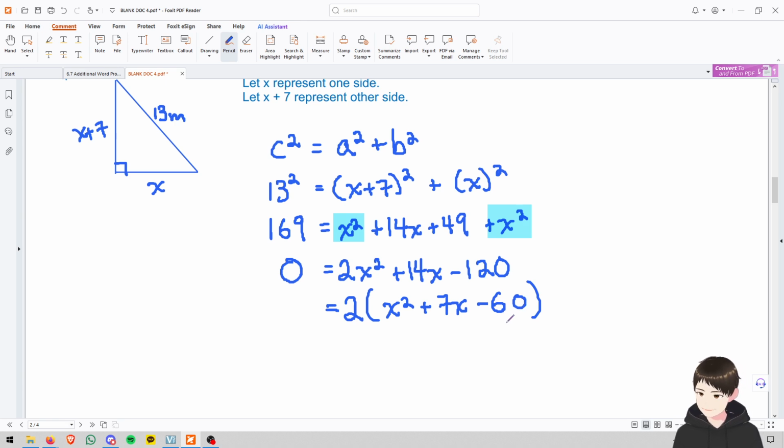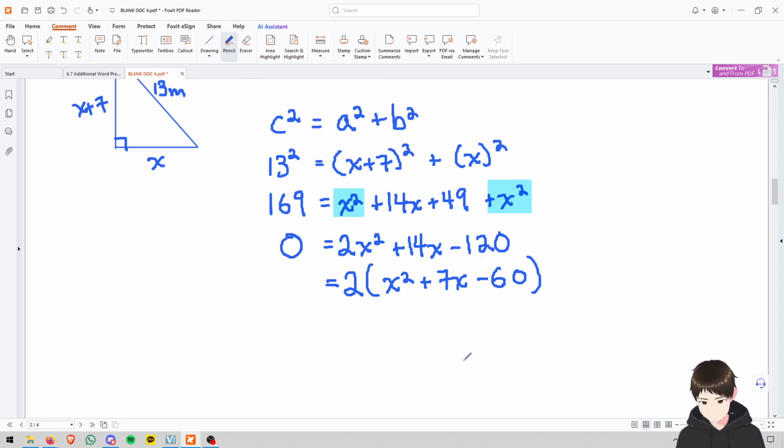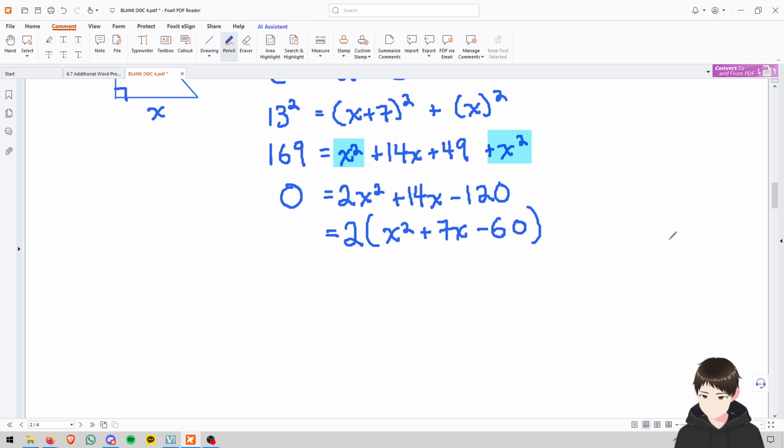Can I find two numbers that multiply to negative 60 but add to 7? I think I can. I think the answer is 12 and a negative 5. But let's pretend you can't get that. How about we try quadratic formula this time? Okay, so since this is my quadratic, I don't have to worry about the 2. My a value is 1. My b value is 7. And my c value is negative 60.